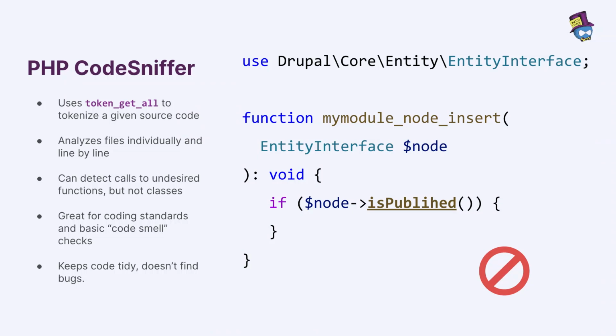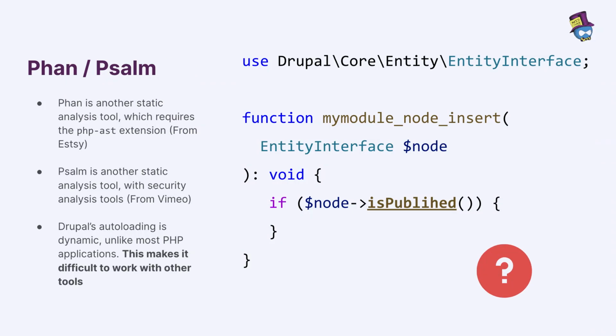PHP Code Sniffer. PHP Code Sniffer will take your code and tokenize it, and it'll kind of parse through it and put certain rules in place, which is great for enforcing coding standards, but not necessarily catching bugs or knowing the entire context of the code.